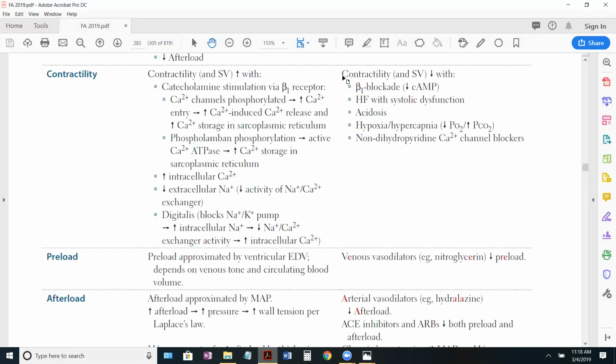So the contractility decreases with the beta 1 blockade, and with acidosis. Acidosis damages almost everything. Acidosis doesn't allow anything to function properly. Similarly, lack of oxygen and calcium channel blockers will also decrease the contractility of the heart.